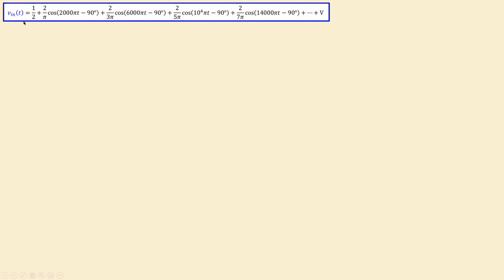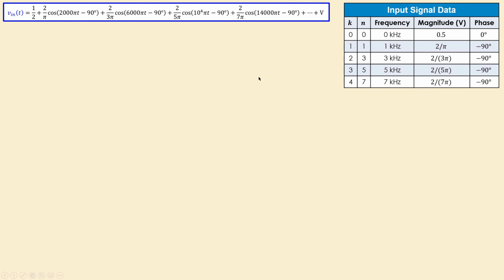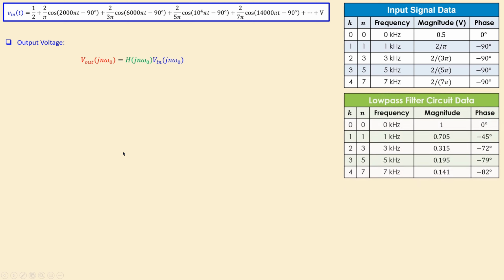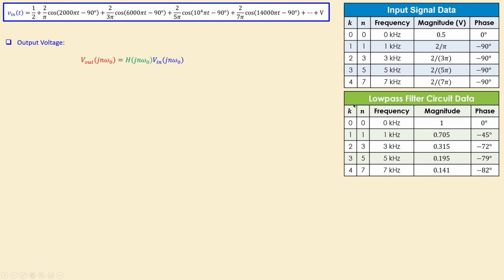This was our input signal expression again, and this was the table for the input signal. Now the output voltage will be just the low-pass filter transfer function times the input voltage, both in the frequency domain. So this was the low-pass filter, again, to recall what we have discussed in the previous discussion.